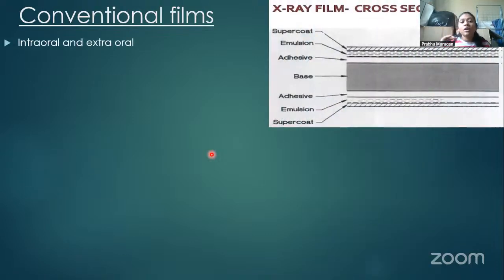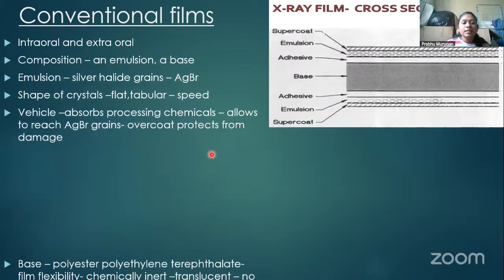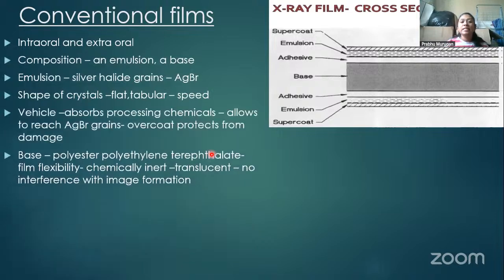Okay, when you look at the cross section of that particular X-ray film, these are the layers that you'll be seeing. The middle layer, that is your base, is formed by a material called polyester polyethylene terephthalate. Okay, remember PPT. This forms the base of the X-ray film. It has to be super flexible, chemically inert, translucent, and there is a reason why, because it should have no interference with the image formation. Okay, so this is about the base.